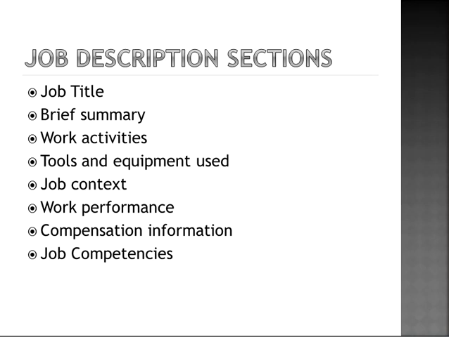Job context. Describes the environment the employee works in, schedule, physical demands, coworkers, level of responsibility, and so on. Work performance. Outlines the standards of performance, how they will be evaluated, and expected standards. Compensation information. Here, salary grade information is provided. A grade is a cluster of jobs of similar worth. Job competencies. This section contains competencies, or the knowledge, skills, abilities, and other characteristics needed to perform a job. Job specifications, an older term, refers to the knowledge, skills, and abilities needed to successfully perform a job.